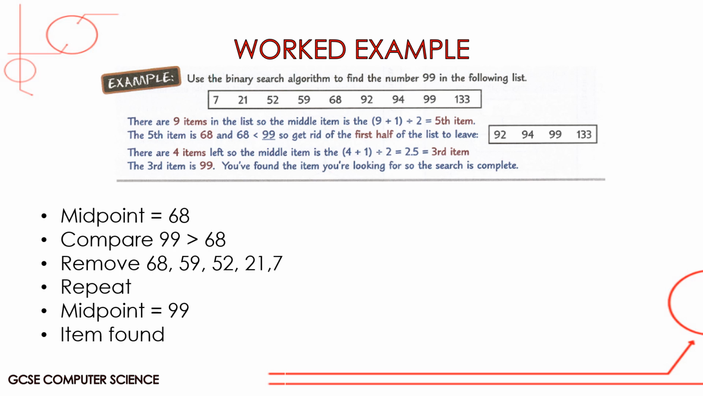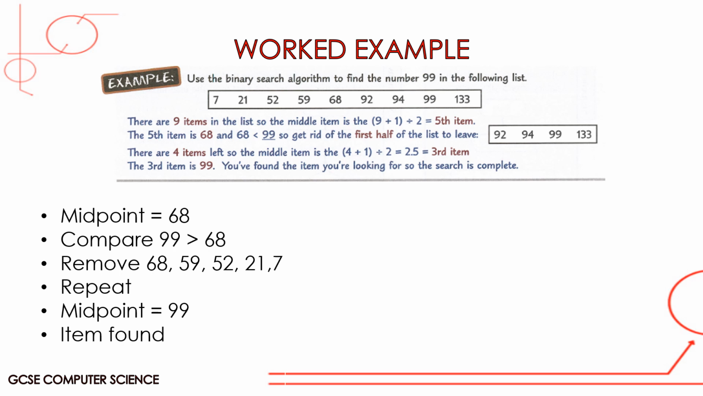So once you get rid of those items, you are now left with a new list. The new list is 92, 94, 99, 133, and you repeat those steps again. So on this slide here, you can see midpoint 68, compare 99, remove those numbers and repeat. The new midpoint is actually 99, so therefore the item is found.